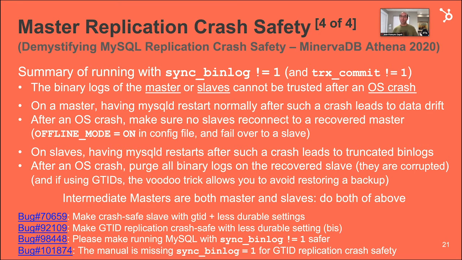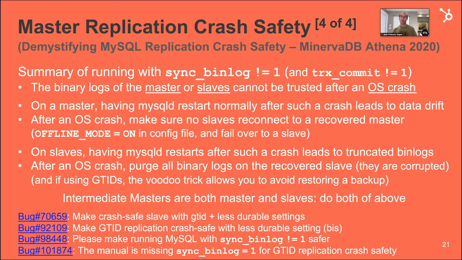If a slave crashes with sync_binlog not equal to 1, then its binary logs are corrupted. So you should purge all those binary logs, running reset master on this slave. But if this slave was using GTID, you need to use the voodoo trick, or you need to restore from backup. And remember that intermediate masters are both slave and master, so you need to consider both. Here are bugs related to this subject: GTID should be crash safe with less durable settings; make running MySQL with sync_binlog not equal to 1 safer; and the missing comment in the documentation.